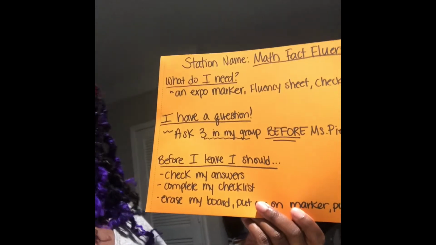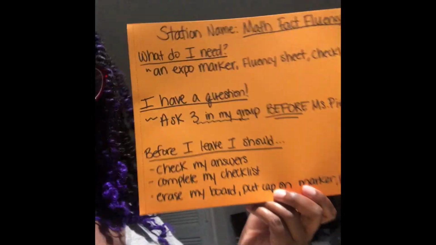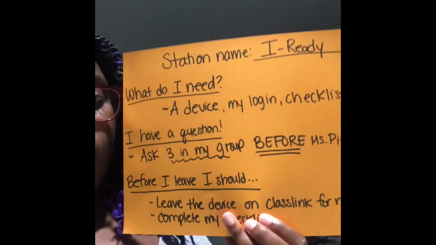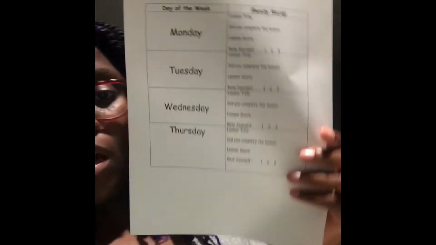So like for my station of fluency, I have what do I need, the things that they need. If they have a question, I put ask 3 in my group before Miss Pierre. And then before I leave, what should it look like? Because I'm getting people leaving with caps lock on markers, not erasing their answers, and it's not put away neatly and their stuff still at their desk. I'm at the station. So I have that for math and fluency. For my iReady station, I have this again, what they need. Important thing is to leave the technology on ClassLink, and then they have an iReady checklist.